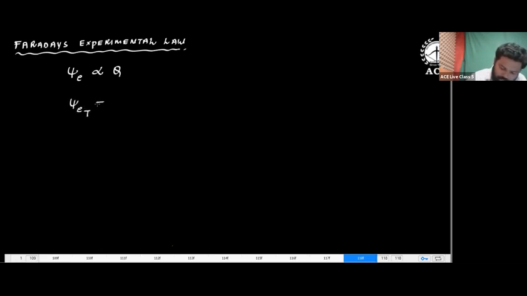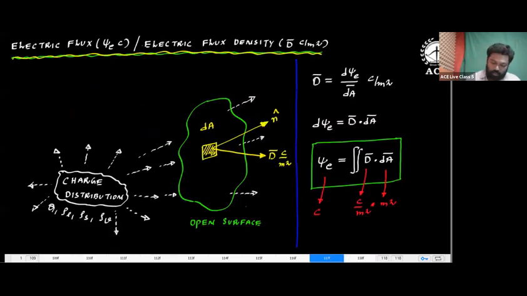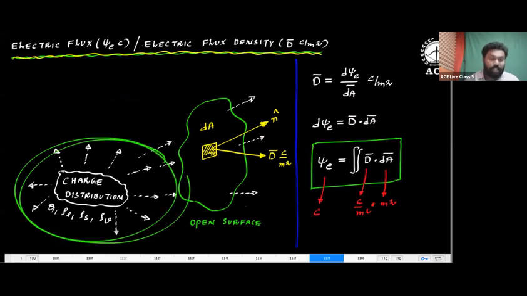Here, total electric flux is equal to total charge. If you want to find out the total flux which is emanating from this charge, that itself is equal to the charge.